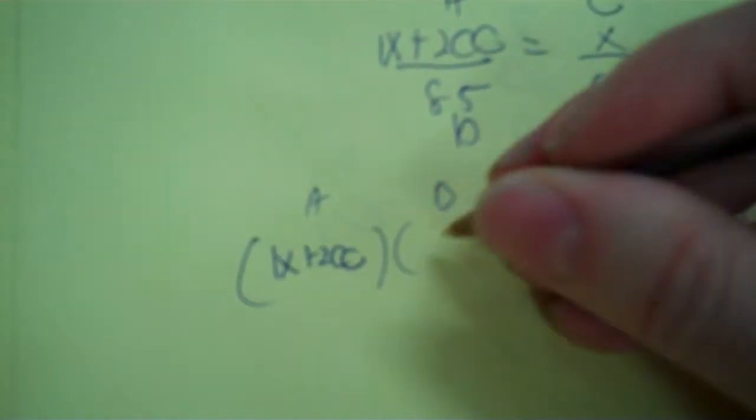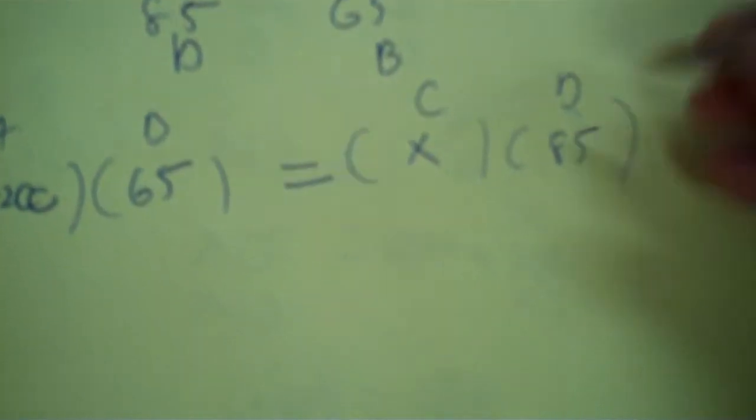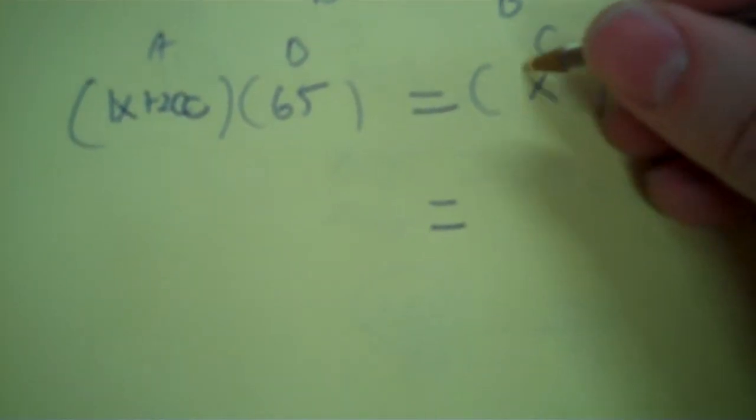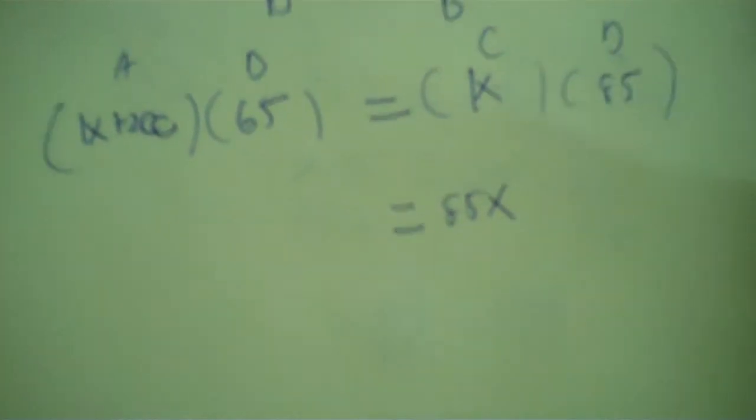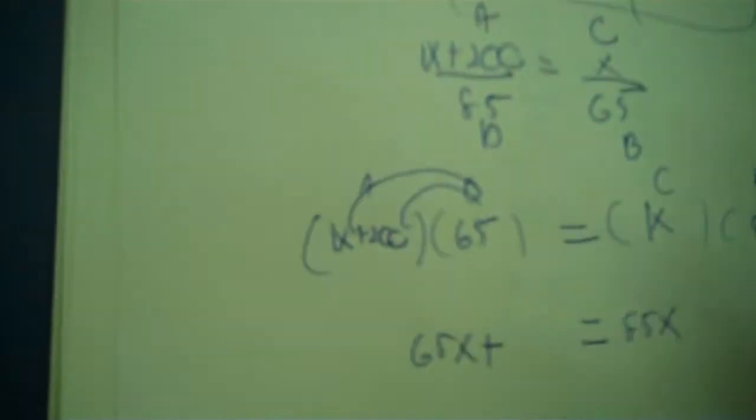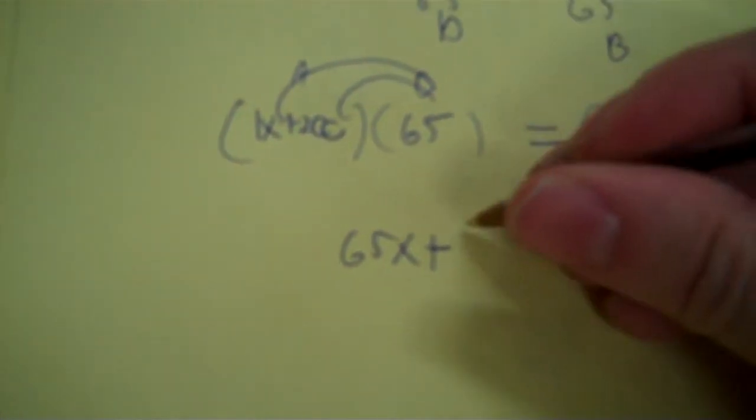So I take A times B, C times D. So A is 1X plus 200, B is 65. C is X, D is 85. Put 1X times 85 is 85X. And I distribute 65 times 1X, 65X. 65 times 200, 13,000.